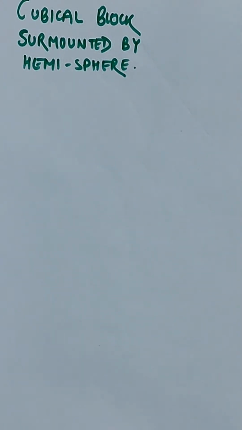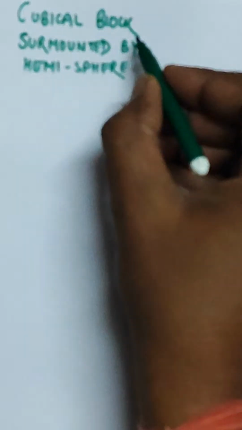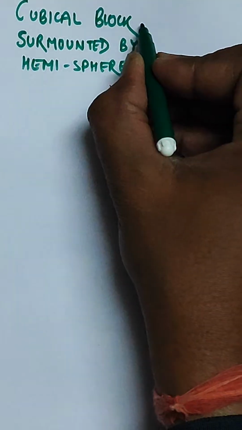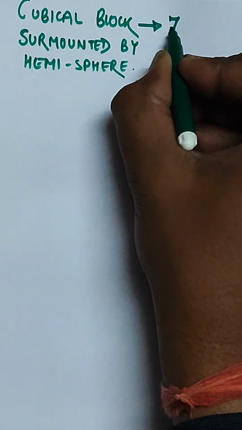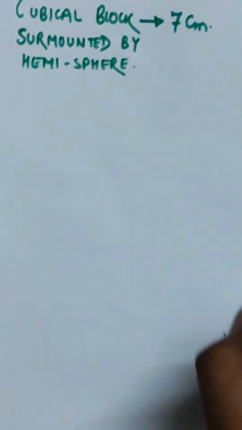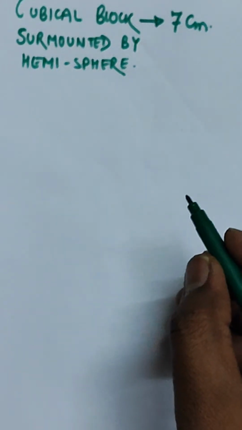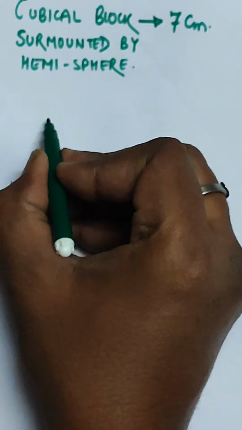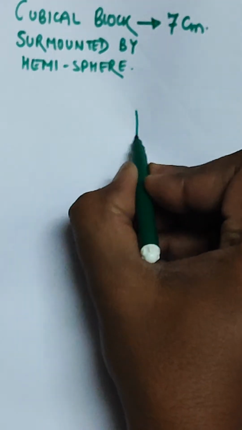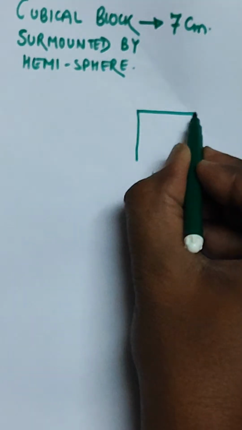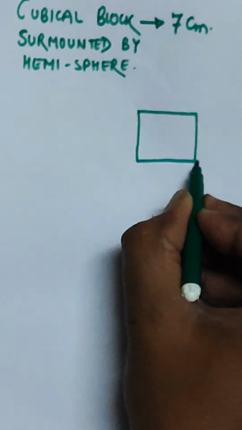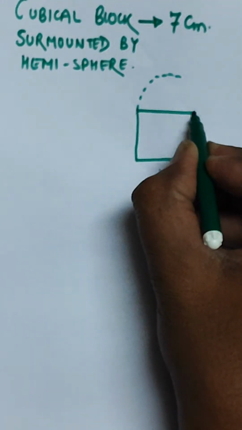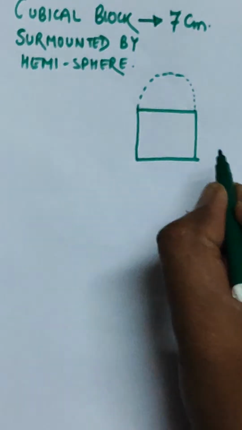So what is that? The cubical block is having some side, and what is the side of the cubical block? This is given to you as 7 centimeter. That means the edge is given to you. Now basically this is the cubical block which is surmounted by a hemisphere. If this is the side view of the cubical block, then it is just surmounted by a hemisphere like this.